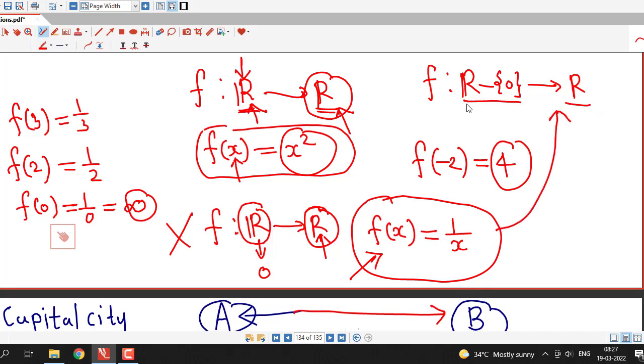So it is very important to understand all these concepts: domain, codomain, range of a function, and how we can decide whether a given formula defines a function or not.